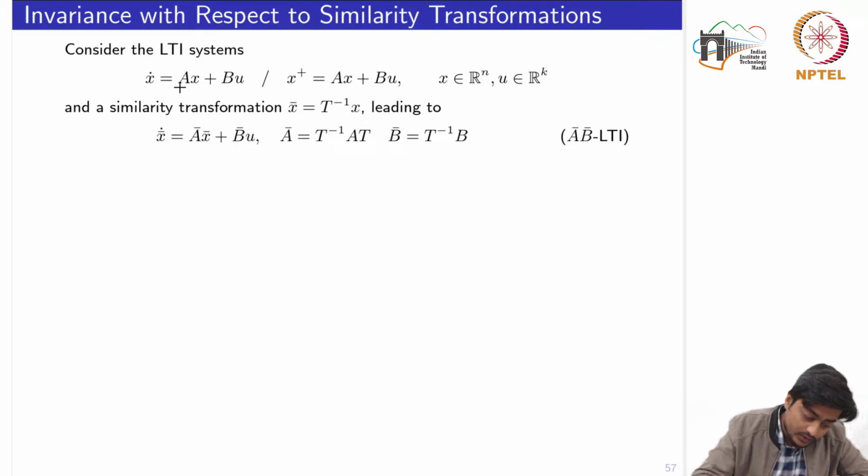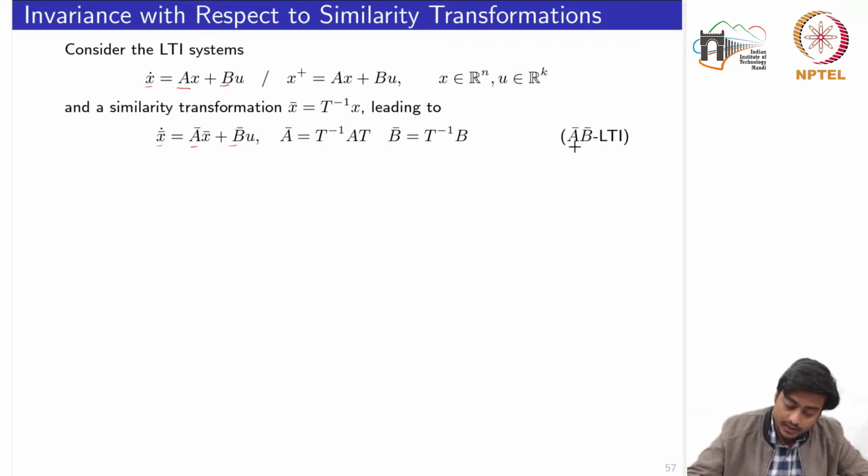Okay, so here we have two different representations, AB and A bar B bar, and X and X bar. Now we have a similarity transformation related by this T matrix, and the property of this T matrix is that it is a non-singular matrix. So X bar is equal to T inverse X. If I put X is equal to T into X bar into this equation, I would obtain this A bar B bar. And there is also a relation: A bar is equal to T inverse AT, and B bar is equal to T inverse B. Okay, so we denote this one as the pair A bar B bar of the LTI system, and this one is the pair AB of the LTI.